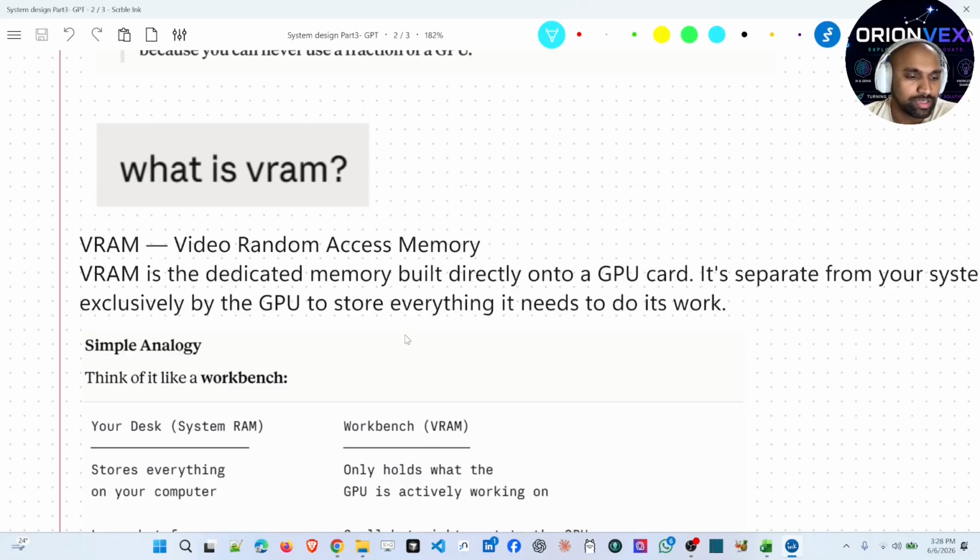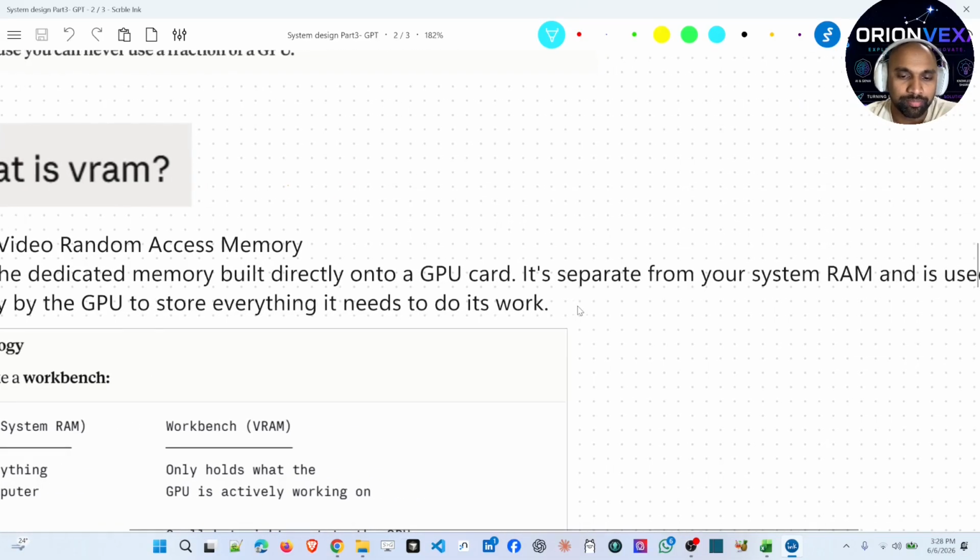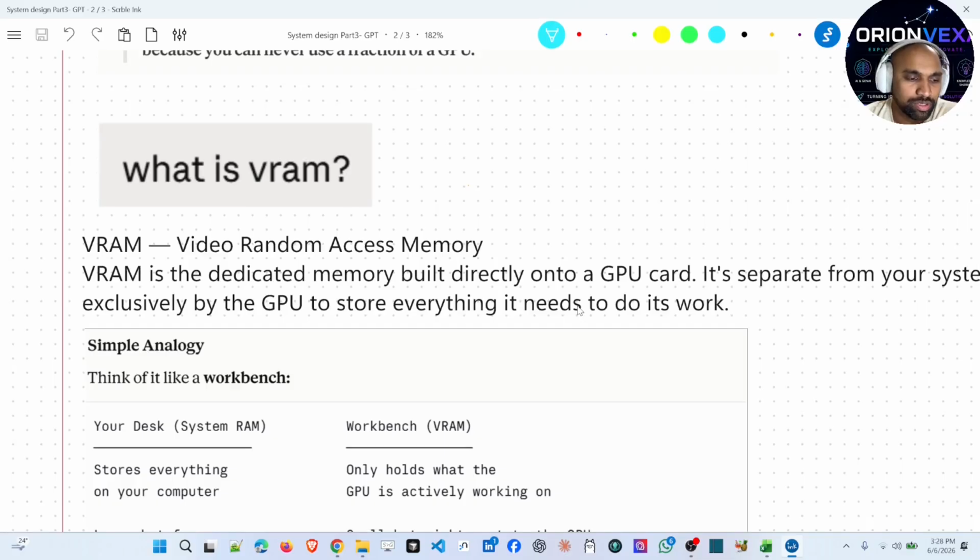VRAM is the dedicated memory built directly onto the GPU card. No, it's not like the RAM. It is very fast as it is sitting along with the GPU card. It is separate from your system RAM and is used exclusively by the GPU to store everything it needs to do its work.